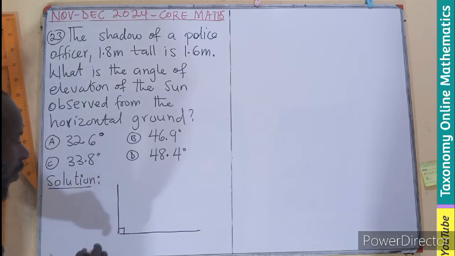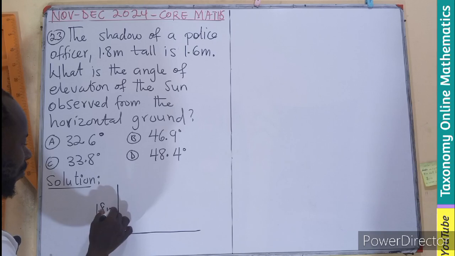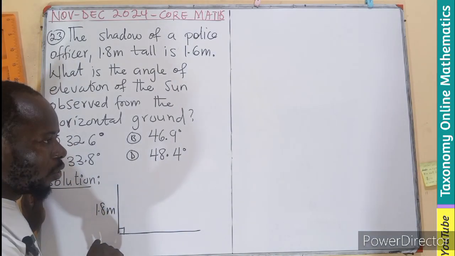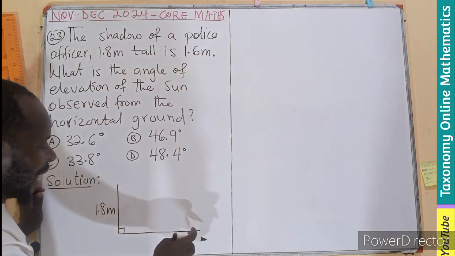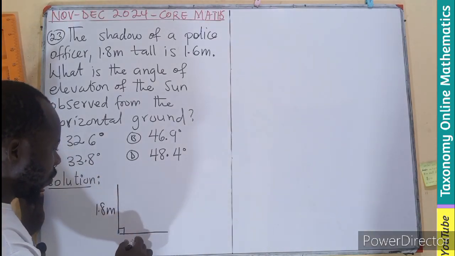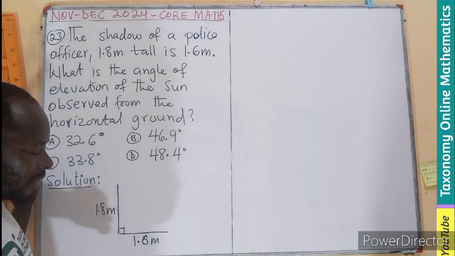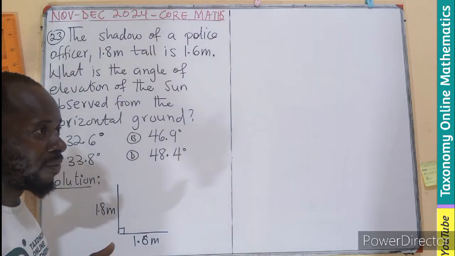What is the height of the police officer? 1.8 meters. And he is casting a shadow. So the shadow will be cast on the ground. And that shadow is going to be 1.6 meters, right? Now we have to find the angle of elevation.